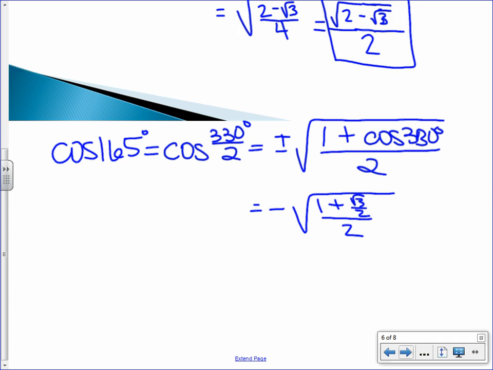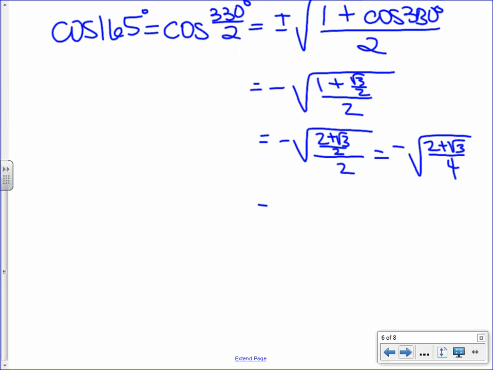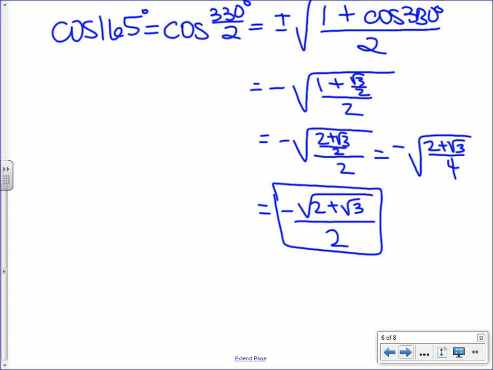And this is going to simplify similarly, isn't it? We can combine our numerator. When we do the division, we're multiplying by the reciprocal. And then, since we have a 4 in the denominator, we can actually simplify that radical. Wait, how'd you get the negative again? Outside the square root? Since 165 degrees is in the second quadrant, the cosine needs to be negative.